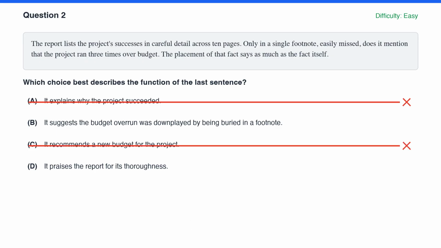Cross it. Choice D. It praises the report for its thoroughness. This is the wrong tone trap. The sentence implies criticism, not praise. Same subject, opposite stance. Cross it.